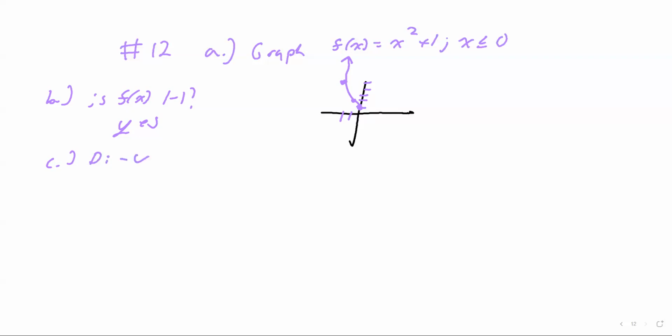Perfect. -infinity to 0. What goes around them? Parentheses and a bracket. Very good. Any questions on domain? All righty. Part D.